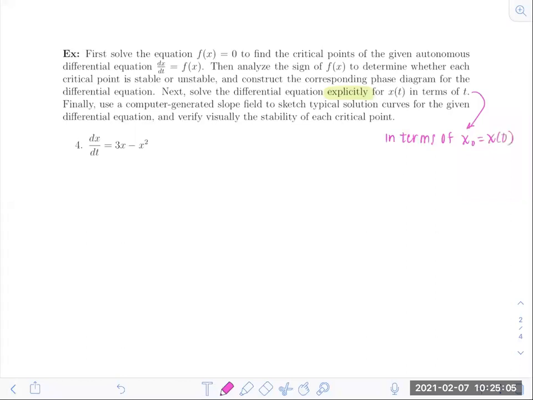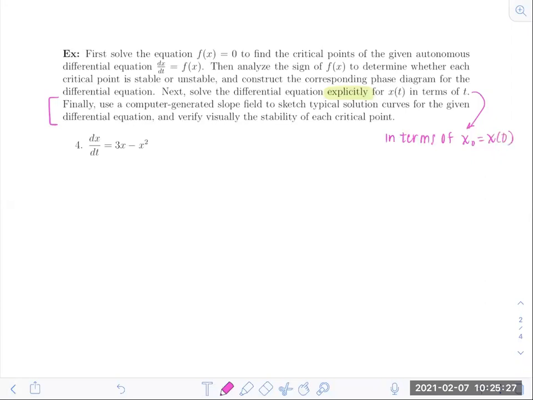at 0. And then finally, use a computer generated slope field to sketch typical solution curves for the given DE and verify visually the stability of each critical point. So for this point, we're going to use Desmos Online. And so we'll flip out of here into a browser and we'll show how we're going to use that.